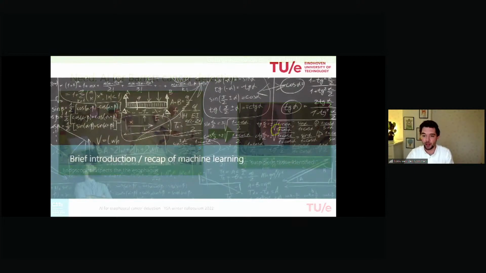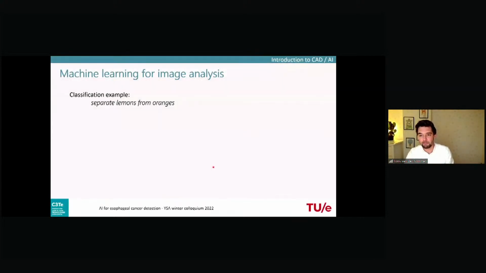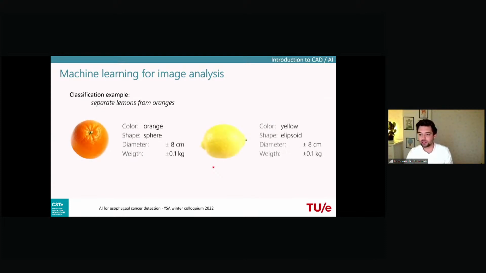So then I'm going to do a brief recap on machine learning to make sure that everybody's on the same page. I keep it very high level actually, but I like to bring up this example to make sure that everybody knows what we're talking about. So let's say we want to separate these two types of fruit, lemons from oranges. They have some aspects like color, shape, diameter, and weight. And we want to get some of these aspects that help us differentiate between the two of these.